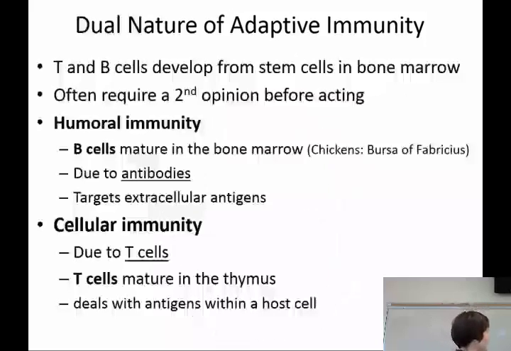Okay, so this is in text basically. Both types, T and B cells, develop from stem cells in the bone marrow. Importantly, usually, in order to do anything, they have to have a second opinion. We're going to sort of see what that looks like.